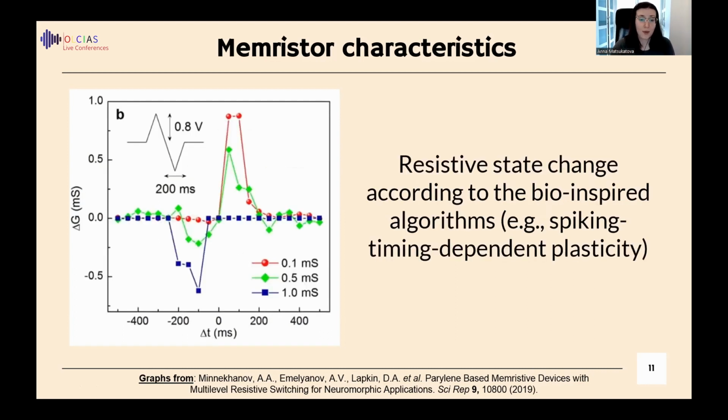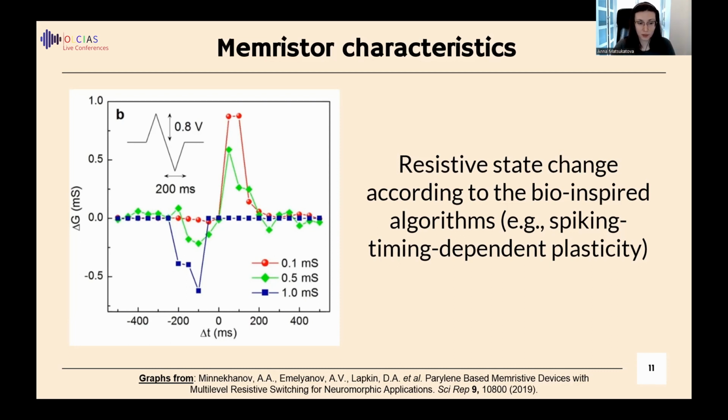Also, a memristor should be able to change its resistive state according to bio-inspired algorithms, for example spike-timing-dependent plasticity. If it is not able to behave as a synapse, it cannot be characterized as a synapse. So it should be able to change its resistivity according to bio-inspired algorithms. I guess all of you know this algorithm quite well, but I'll just say a few words about it.